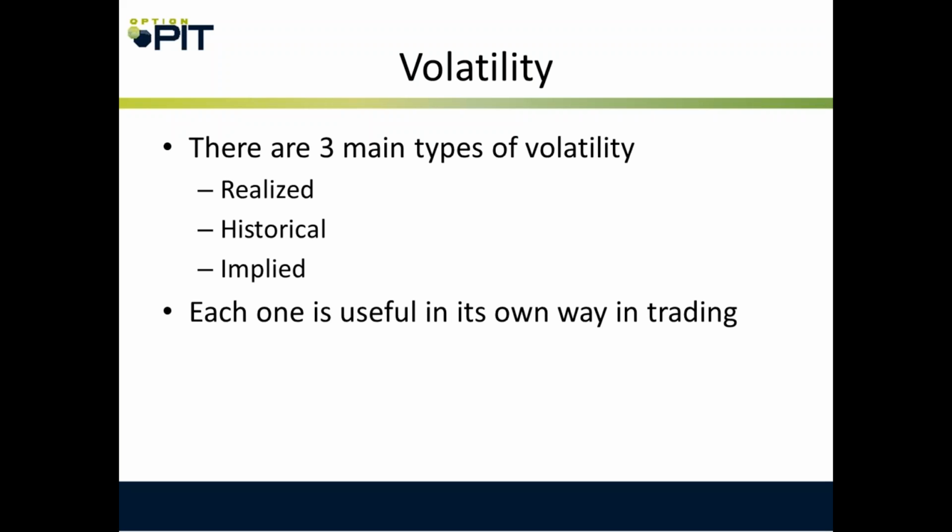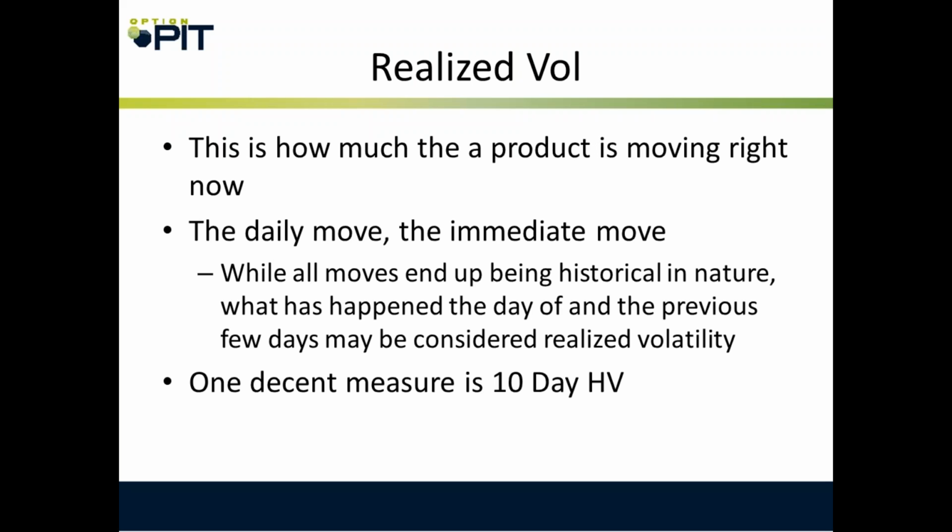So let me talk about volatility really fast, just a quick rundown. Three main types of volatility I look at: realized, historical, and implied. Realized and historical can be used interchangeably. I'll explain the difference, but each one is really useful in its own way. Realized vol is how much a product is moving right now. It's the daily move, the immediate move. While all moves end up being historical in nature, what has happened the day of and the previous few days might be considered realized volatility in a relative sense. That's the big difference.